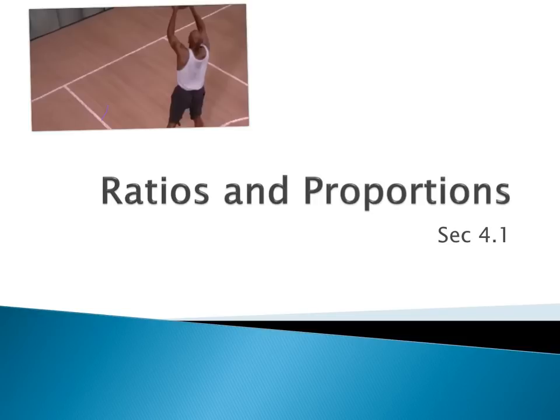Here we go, getting started on section 4.1 of Unit 4. Talking today about ratios and proportions. So let's jump right into it.